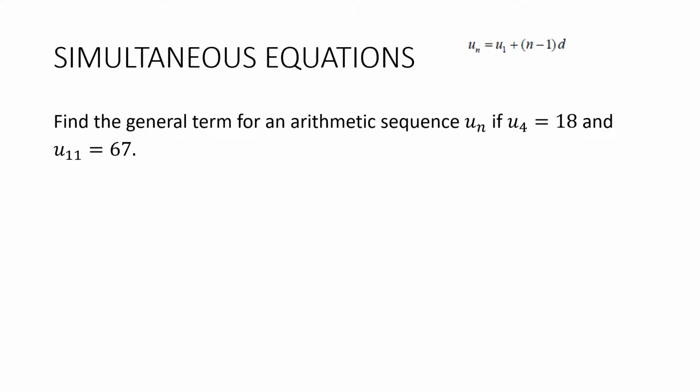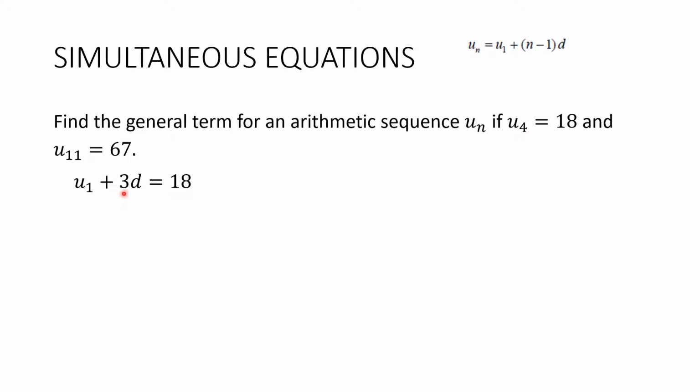Sometimes we'll get a simultaneous equations question like this. Find the general term for an arithmetic sequence, un, if the fourth term is 18 and the 11th term is 67. You could do this just using your general problem solving skills. You don't have to use simultaneous equations, but this is a method that will always work. What we're going to do is put in our formula here and make it equal to 18, and the same here. Now, we don't know the first term and we don't know the common difference, but we do know n is 4 in this case.